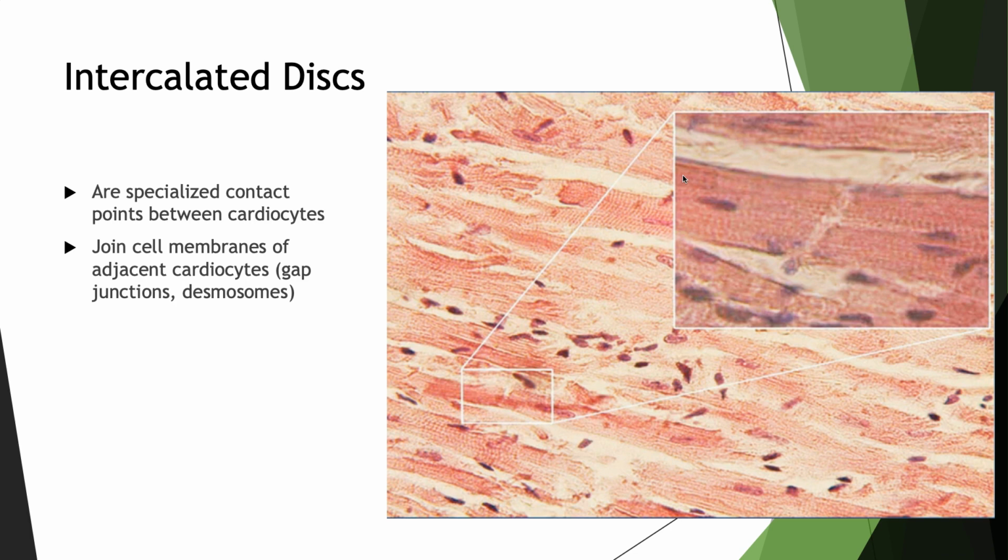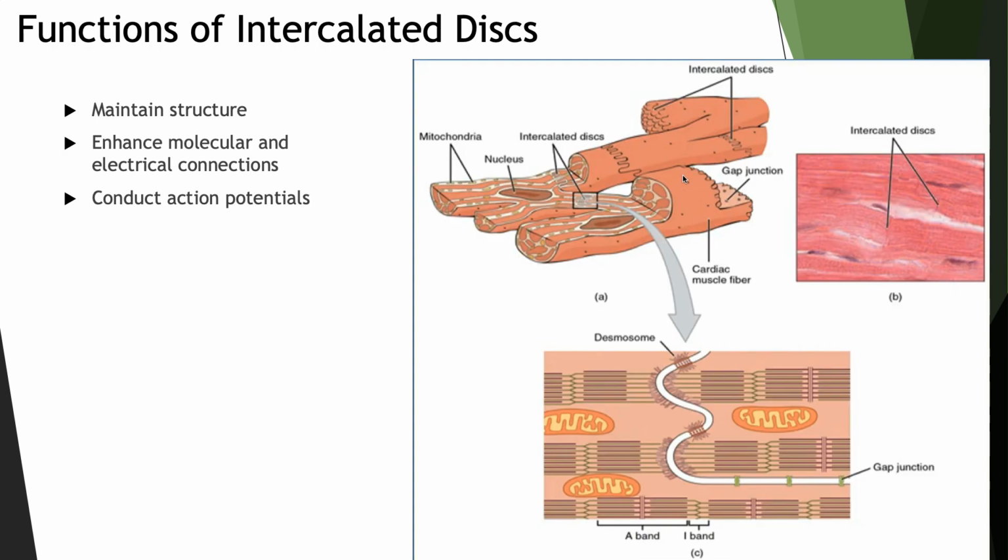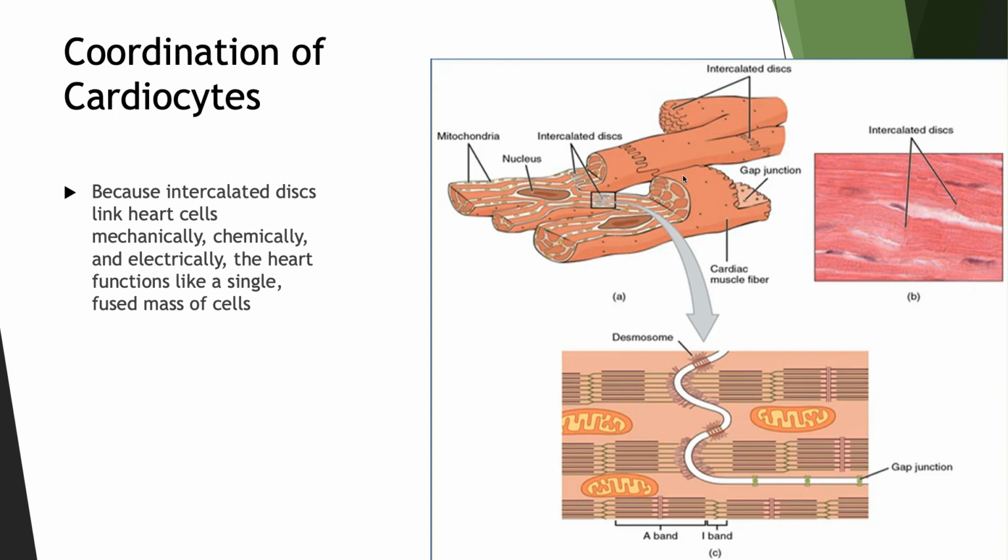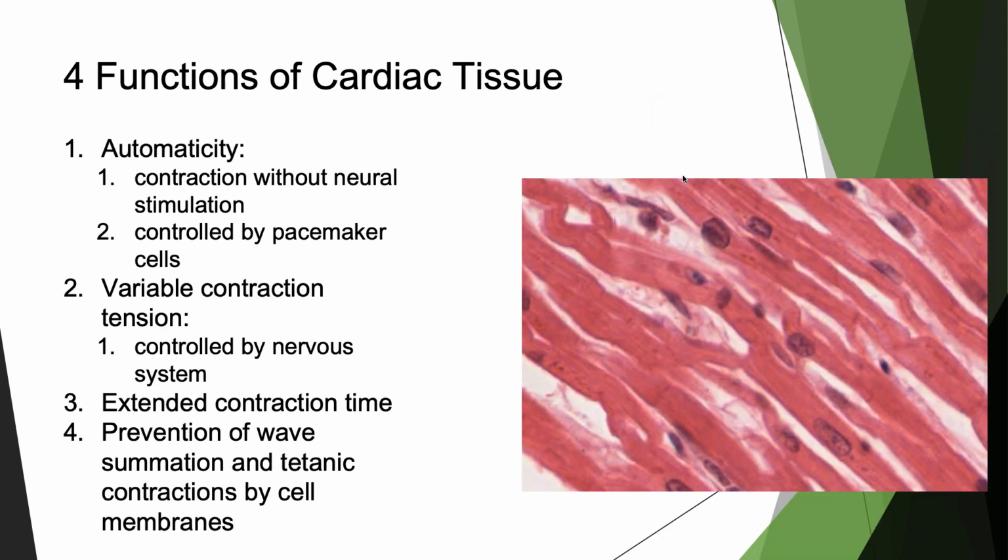Intercalated discs are, again, a specialized contact point between the cardiocytes, and they join cell membranes of adjacent cardiocytes in what we call gap junctions and desmosomes. These connections help to stabilize the relative positions of the adjacent cells. It also allows, again, a direct electrical, chemical, and mechanical connection between the two muscle cells so that the cardiac muscle cells act as an enormous single unit. The ability to behave as a single coordinated unit, again, is called the functional syncytium.